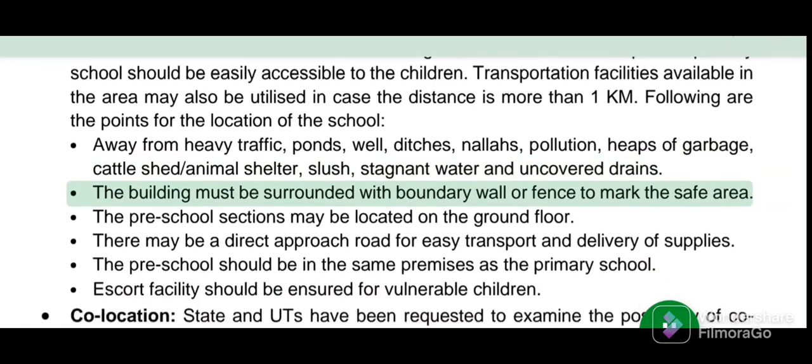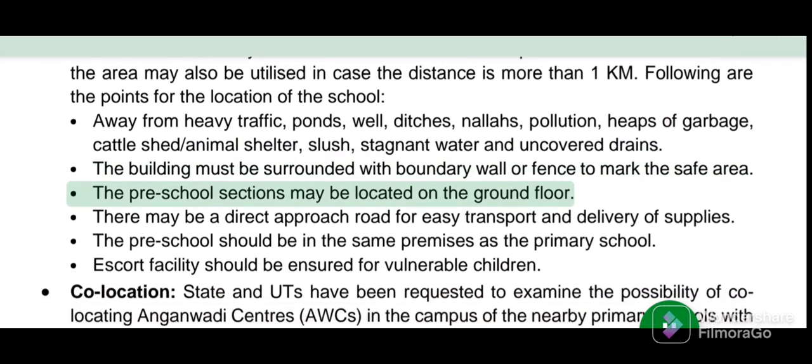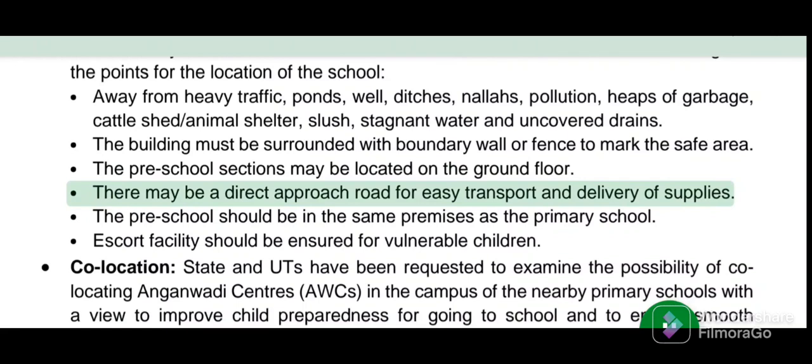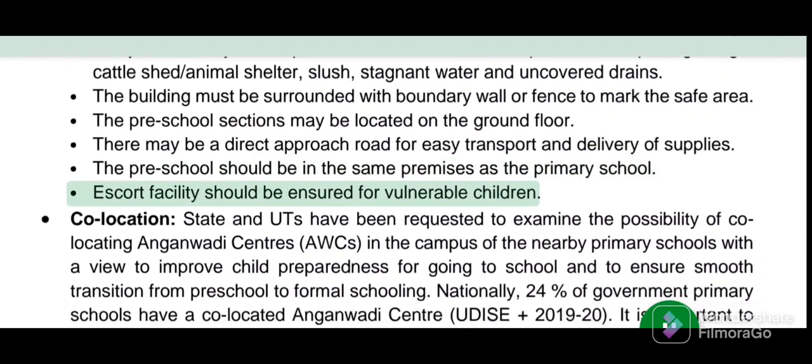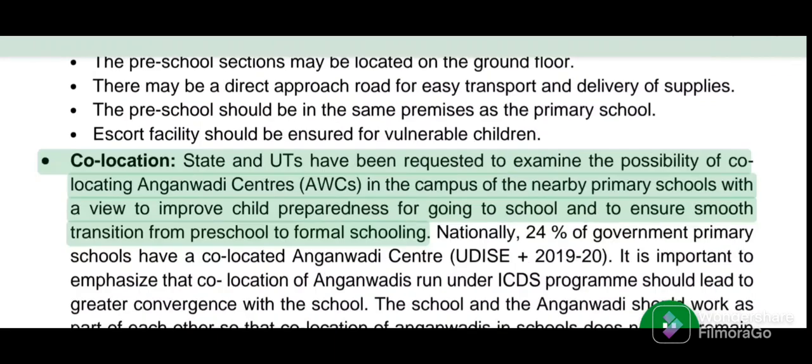The building must be surrounded with boundary wall or fence to mark the safe area. The preschool sections may be located on the ground floor. There may be a direct approach road for easy transport and delivery of supplies. The preschool should be in the same premises as the primary school. Escort facility should be ensured for vulnerable children.